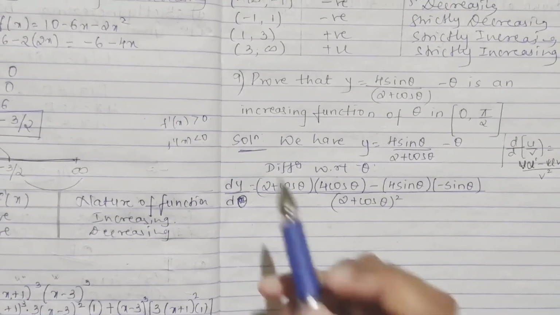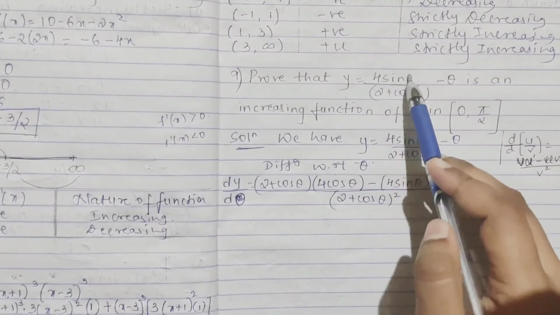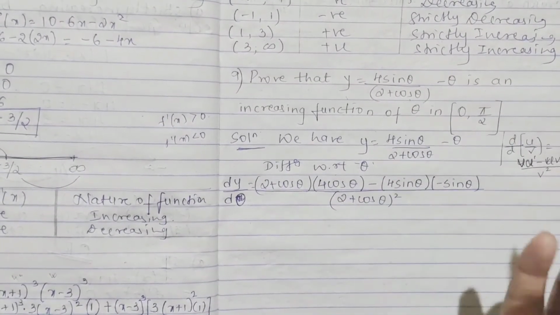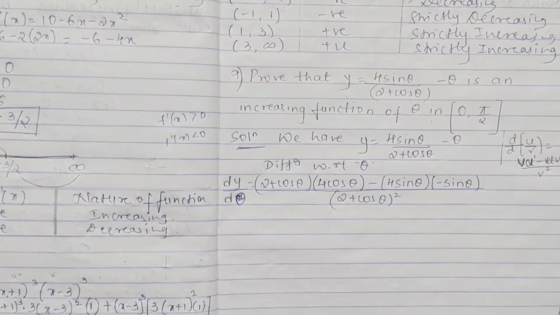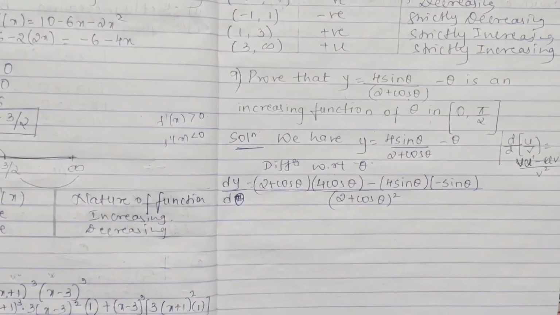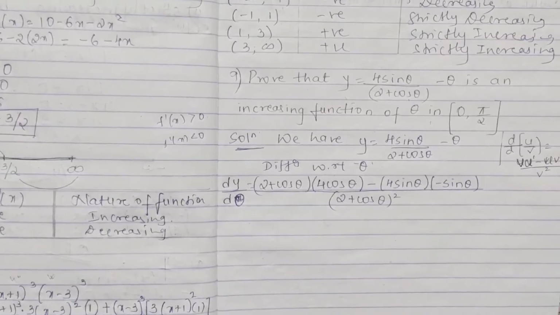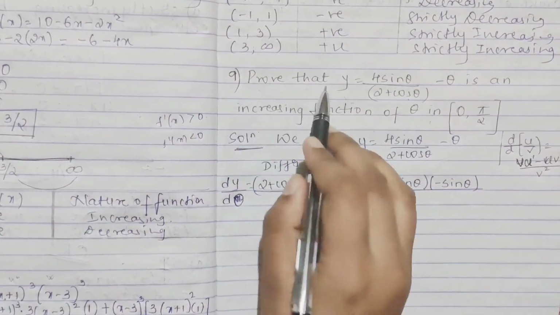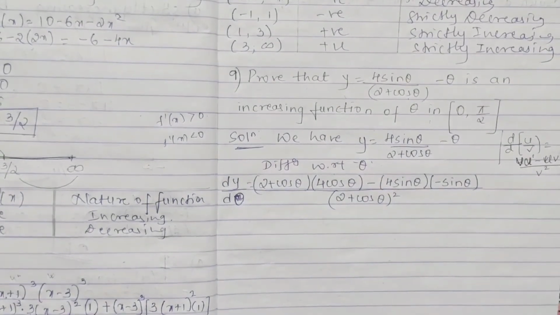So we are doing the 9th one. Prove that y is equal to 4 sin theta by 2 plus cos theta, minus theta, is an increasing function of theta in the closed interval 0, pi by 2. Okay. So here you see again the question type has changed, that has become type 1, right? They are telling you to prove that, which means you do not have to equate it to 0.